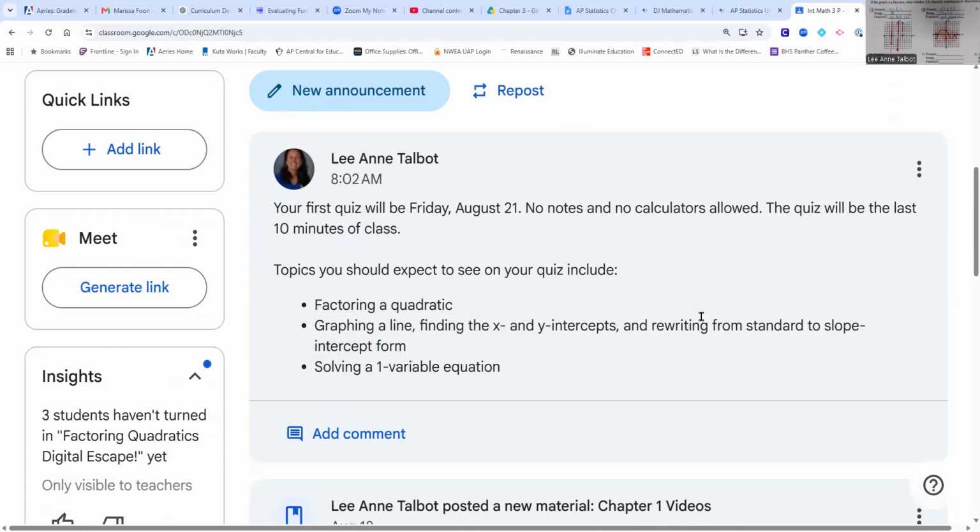Okay. The second one here: graphing a line, finding the x and y intercepts, and rewriting from standard to slope intercept form. I'm a little bit scared that you guys don't know how to do that, so I'm going to do one of those with you from your homework tonight. And then solving a 1 variable equation, that's just a regular one: distribute stuff on both sides, solve for x. Let's look at the homework for tonight so I can make sure that you see the topics.